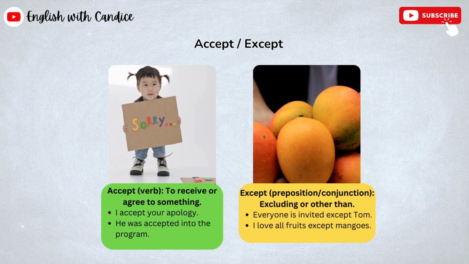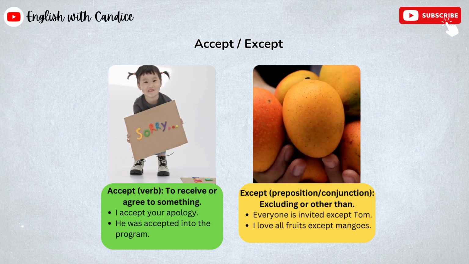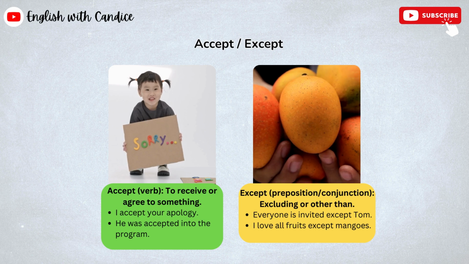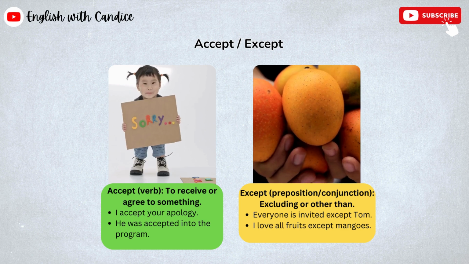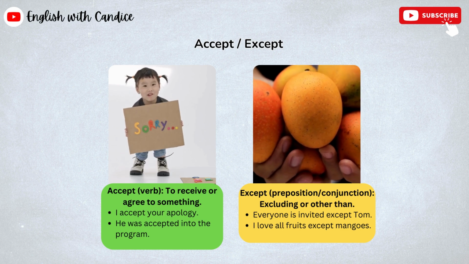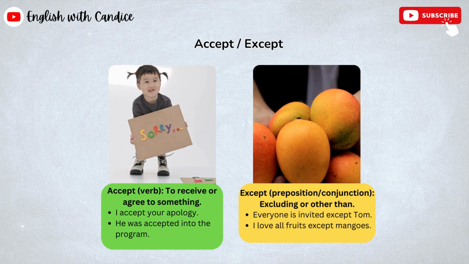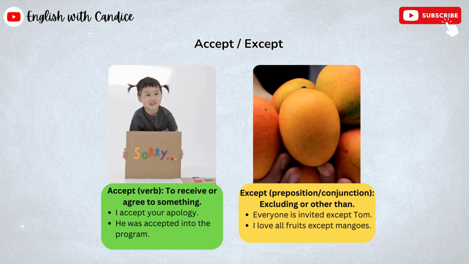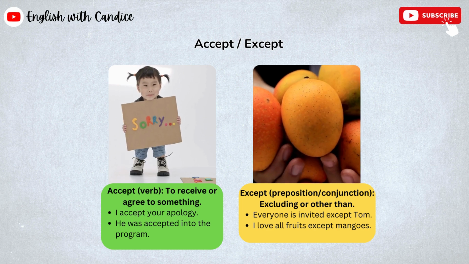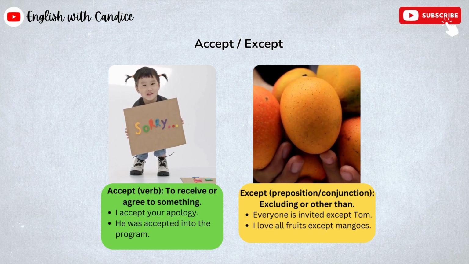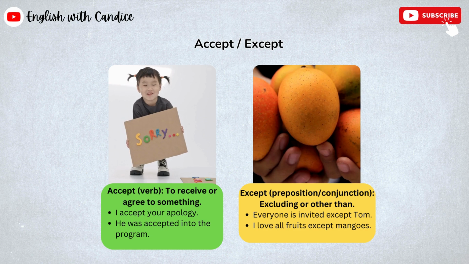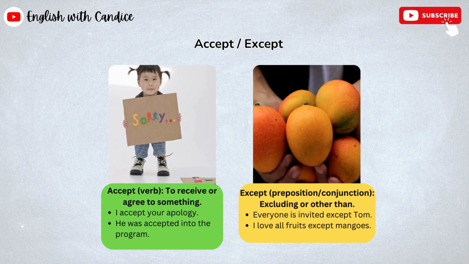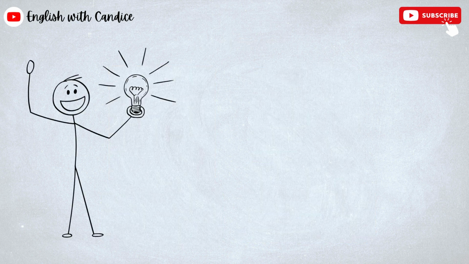And except, spelled E-X-C-E-P-T, is a preposition or a conjunction meaning excluding or other than. So, for example, we could say, everyone is invited except Tom. I love all fruits except mangoes.